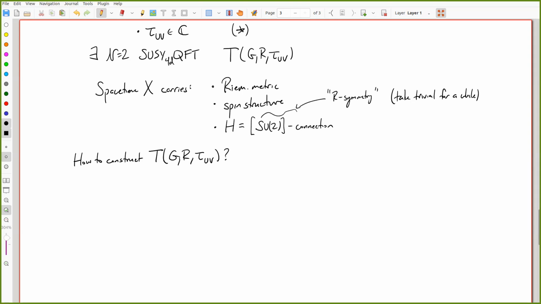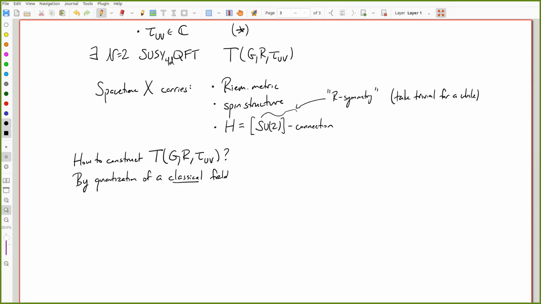Well, this quantum field theory is the kind of field theory that you learn about in your first quantum field theory course. So it's constructed by quantization of a classical field theory.